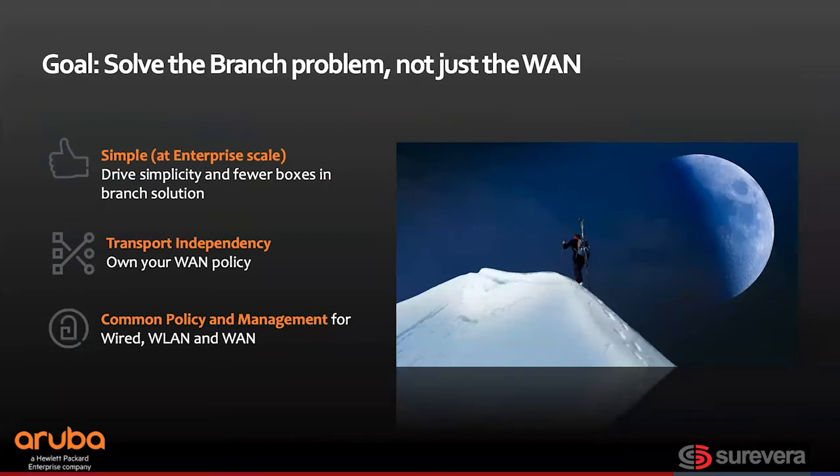So the goal for SD-WAN or SD-Branch is to simplify the branches and make sure that we can turn up sites very quickly, and make it transport independent, meaning it doesn't matter if we have an ISP or a DSL line, if we're running T1s, commodity internet, or private MPLS, we still can. That's not a problem. We could even use LTE as a backhaul for these sites. So we can spin up sites very quickly. And the next thing that we'll talk about is common policy and management for wired, WLAN, and WAN.